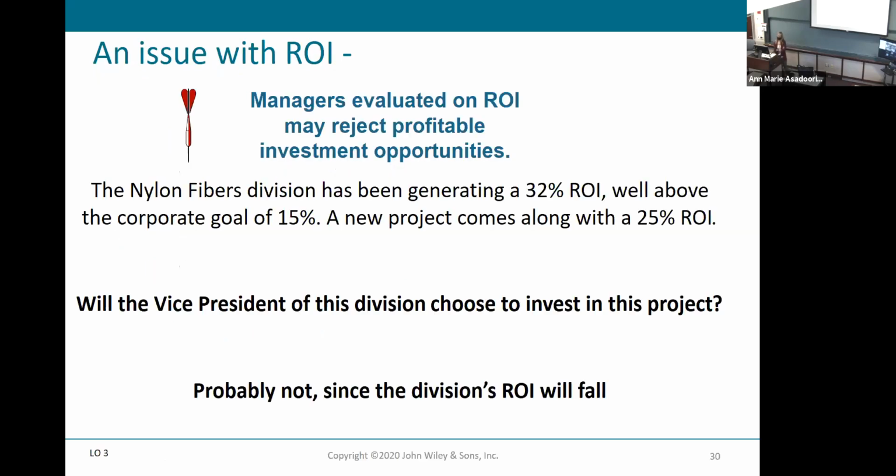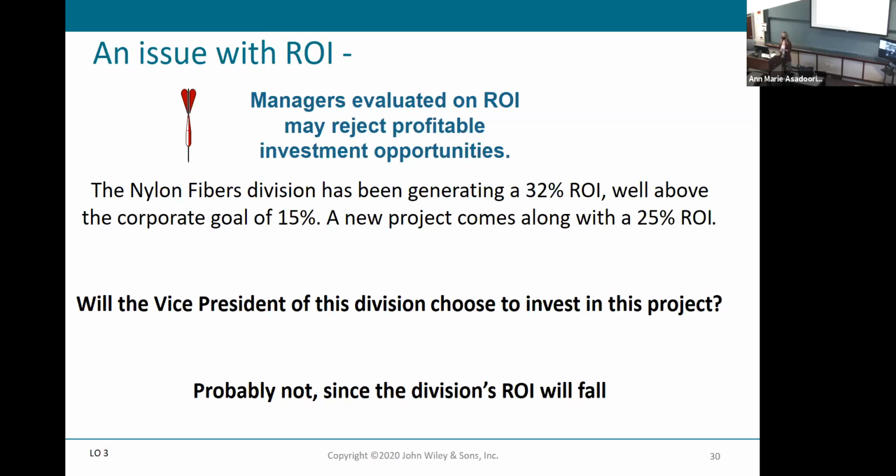Okay, so here's the problem with ROI. Managers evaluated on ROI may reject profitable investment opportunities. We started off this chapter talking about the advantages and disadvantages of decentralized companies. And the big disadvantage is goal congruence. As soon as you have a division that is acting as a standalone division, looking at ROI and saying, if your ROI is this, then you're doing a good job or not a good job, then that division tends to start to fight their own number. They stop doing what's good for the company as a whole, and they start to look at only what's good for that particular division.